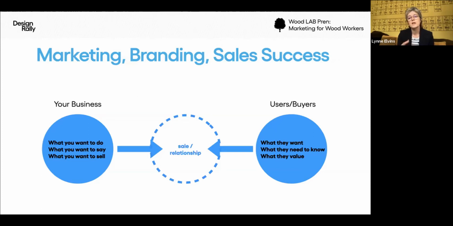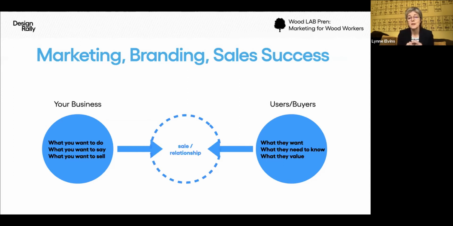But the important thing is to always understand from their perspective, therefore, what is it that they want? What do they need to know? And ultimately, what do they value? Now, with any business at all, if your business plans and what you want to sell and what you want to say actually match what customers out there want and want to buy from you, then you will hit this spot in the middle where you will get a sale.